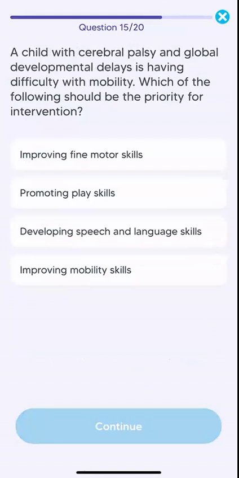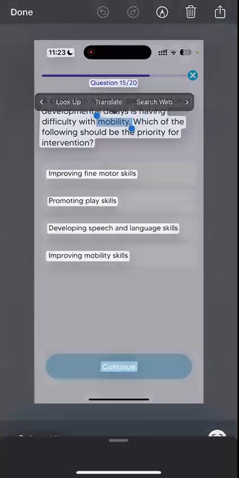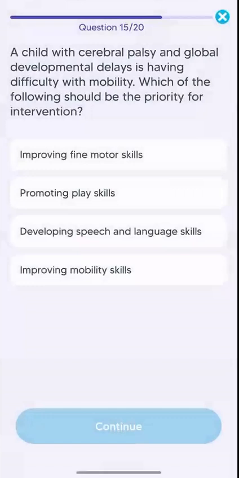So, other people. A child with cerebral palsy and global development delay is having difficulty with mobility. Which of the following should be the priority for intervention? Improving fine motor skills, promoting play skills, developing speech and language skills, improving mobility skills. Mobility means moving, movement, yes.